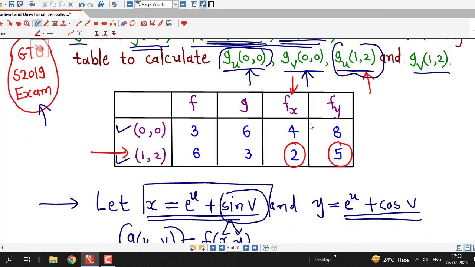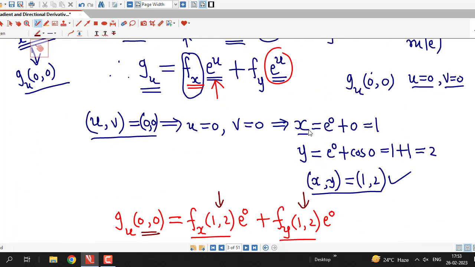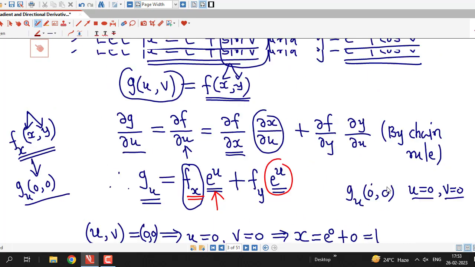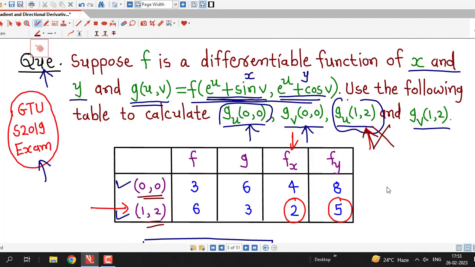You can see values of partial derivatives of f with respect to x and y are given at 0, 0 and 1, 2 only. So there might be some error in the question. So we ignore this part because we are not given values of del f by del x and del f by del y at this point, e plus sin 2 comma e plus cos 2, and that will be the same thing for this derivative also.